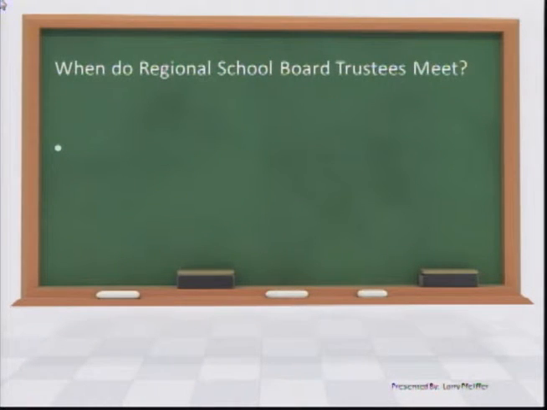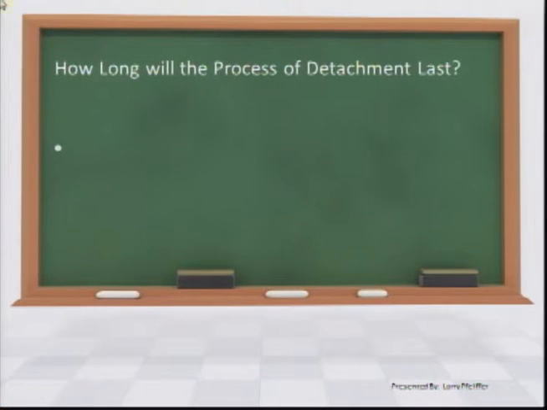When do the Regional Board of School Trustees meet? Statute says that they meet four times a year. I've had parents call in July or August wanting to have a detachment so the children can go to school that fall. That won't happen. It takes a set schedule, and it takes a significant amount of time for the process to take place. How long will the detachment last? We've had detachments range anywhere from four months to years, especially if they're appealed in the courts, either the circuit court or the appellate court.